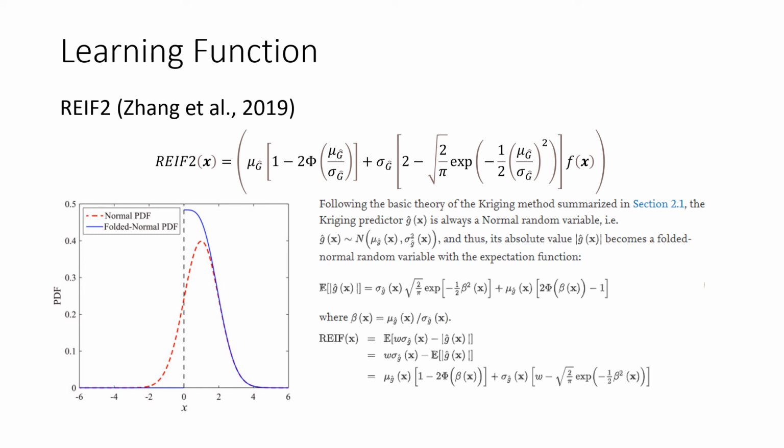For the learning function, maybe I won't delve deep. If you want to read about the learning function that I use, you can read Zhang et al., 2019. I think the paper also has REIF in the title. Basically, they use a folded normal PDF, which is the normal distribution but only taking the positive values, and they also add the PDF, so it prioritizes values that are closest to the middle here.